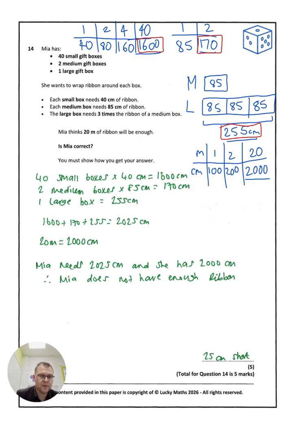I've then visualised using a bar model, because it says each medium box needs 85. The large box needs 3 times the ribbon of a medium box. So by drawing large as 3 boxes, it implies the large box needs 255 centimetres of ribbon. And then those boxes that I've highlighted in red would be added together to show that it is more than the 2,000 centimetres I've worked out, again using the ratio table for that metric conversion.